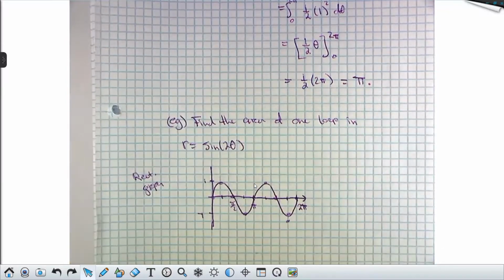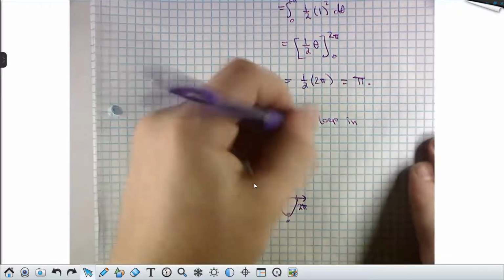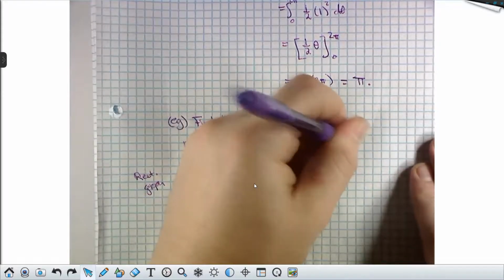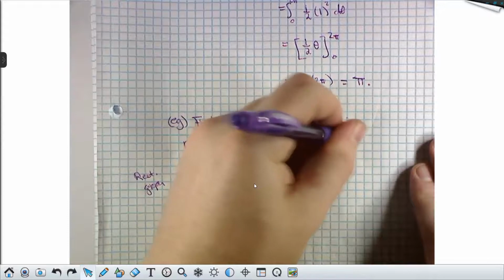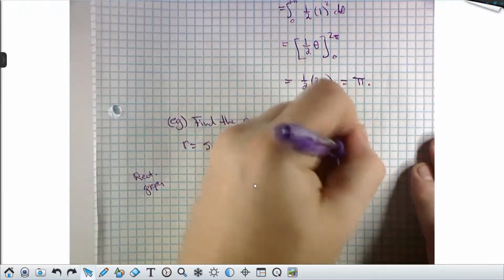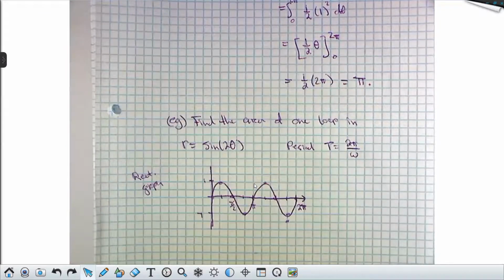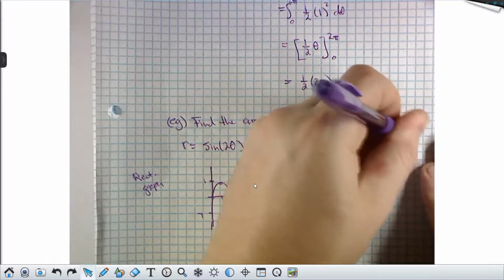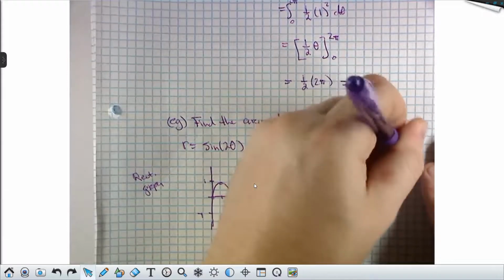So there it is. That's sine of 2 theta graphed from 0 to 2 pi. So everyone knows how to find the period. It's always 2 pi over this number. It's omega, the angular frequency. This is the period of sine omega theta.